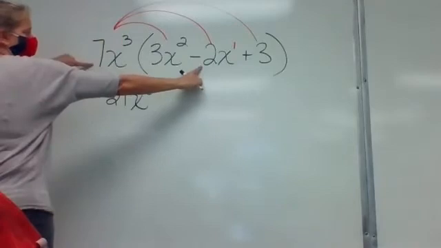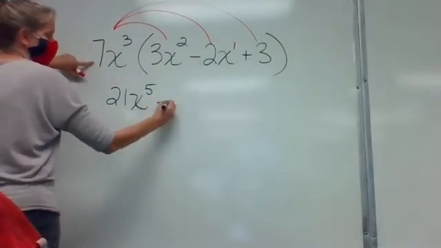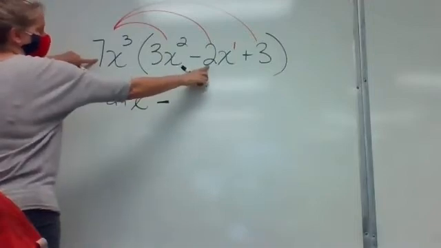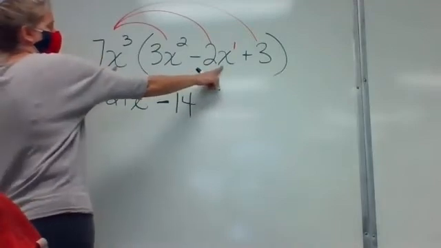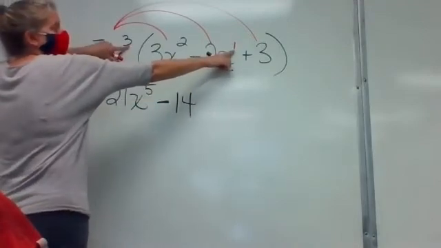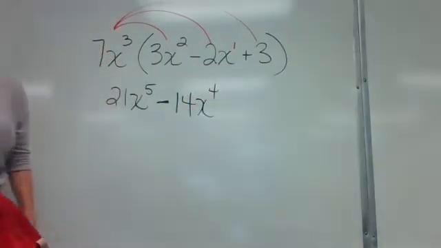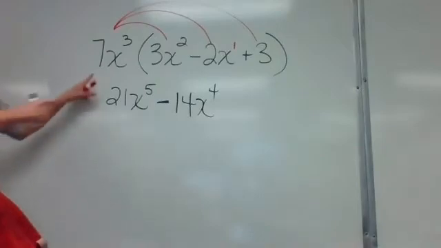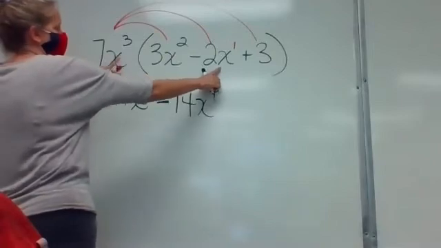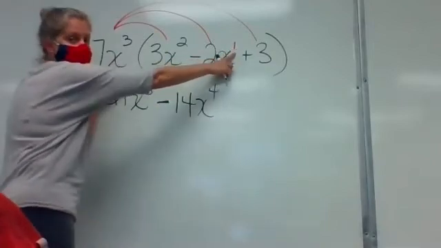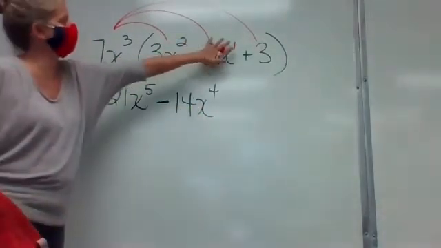So what is this going to give me? 7 times -2. Or you can go ahead and just put the minus. 7 times 2, like you said. 14. And then X to the what? 3 and 1, so it's going to be 4. X to the 4th. Good, because you're adding those exponents. So 7 times -2 gave me that -14. X to the 3rd times X to the 1. I added those exponents, which gave me X to the 4th. So I'm done with this one now.